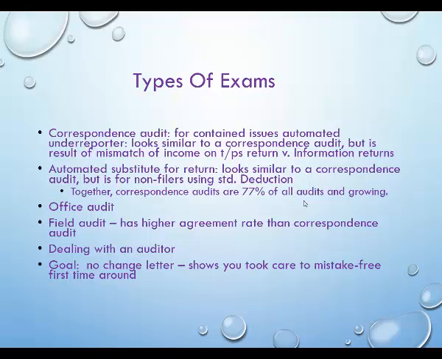Taken together with correspondence audits, when I first put the slide together, they were 77% of all audits. That's up some, and the number is growing. Office audit. This is when you have a little bit of a more complicated issue or you have several issues. A correspondence audit or an automated substitute for return is generally something you can answer in a large manila envelope through the mail. An office audit, plan on bringing a very large briefcase or carrying in essentially one paper box of documentation. And that's where they have several issues, and in the Corpus Christi case, you go downtown with your records, and you sit down with the auditor, and you go through them one by one.